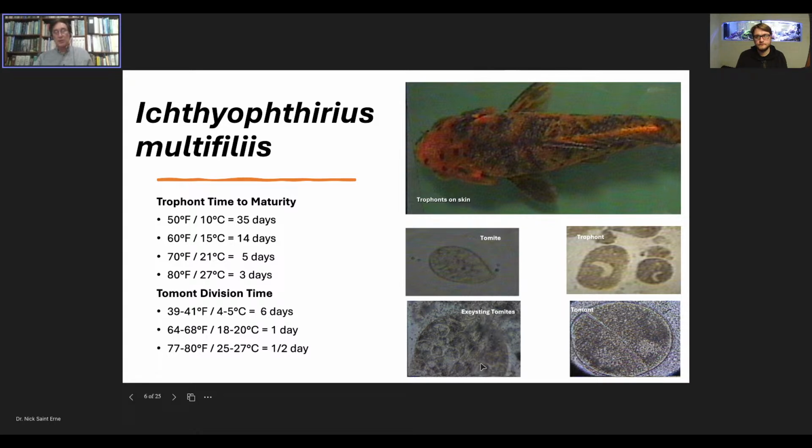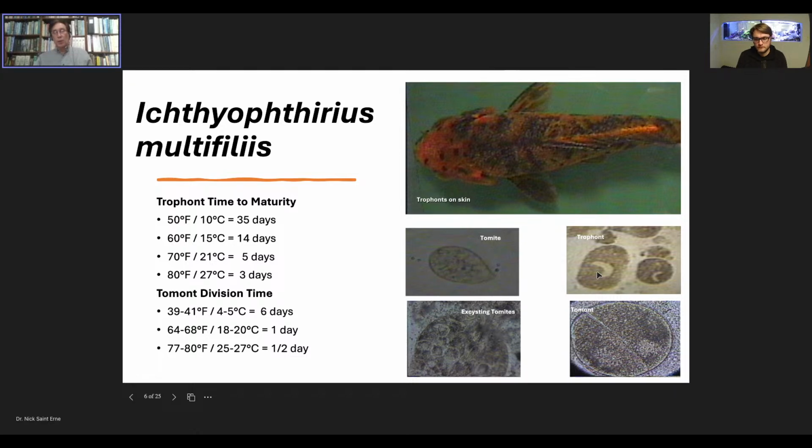So each one of these tiny little cells inside here is one of the divisions of this tomont, dividing into multiple smaller particles. These particles are called tomites, and the tomites will split through the shell and emerge. And so this picture is a tomite here. It's got a little pointed end. It has cilia all over it. But this is very, very small.